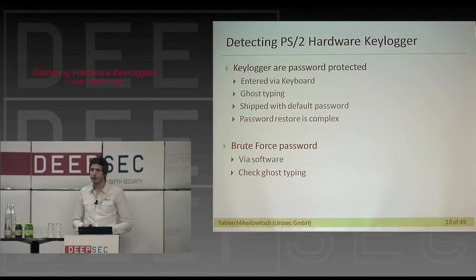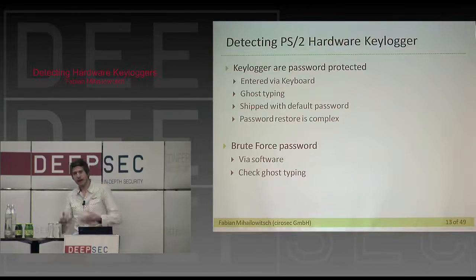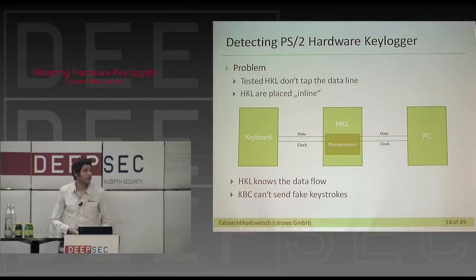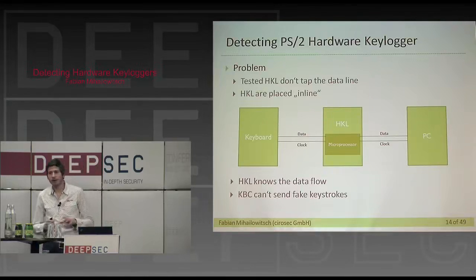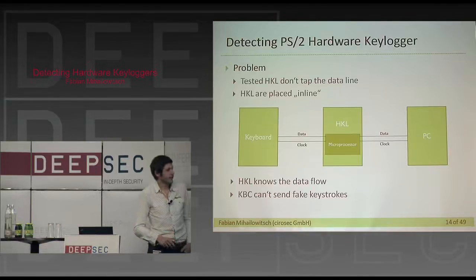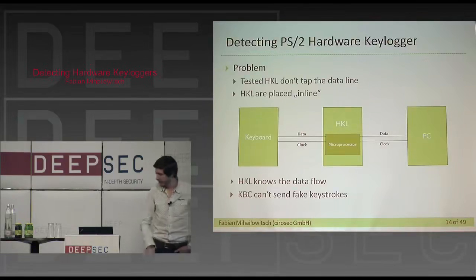So my idea was to perform a brute force attack of that password in software and check on the PC side whether I can recognize ghost typing. The problem I came across here is that the hardware keyloggers I tested didn't tap the data line passively. Instead, they were placed inside the line. I tried to visualize it in that picture. You can see the keyboard and the PC, which have the data and the clock line, and the hardware keylogger, which really is placed in line. It doesn't intercept it passively, but it's in line.